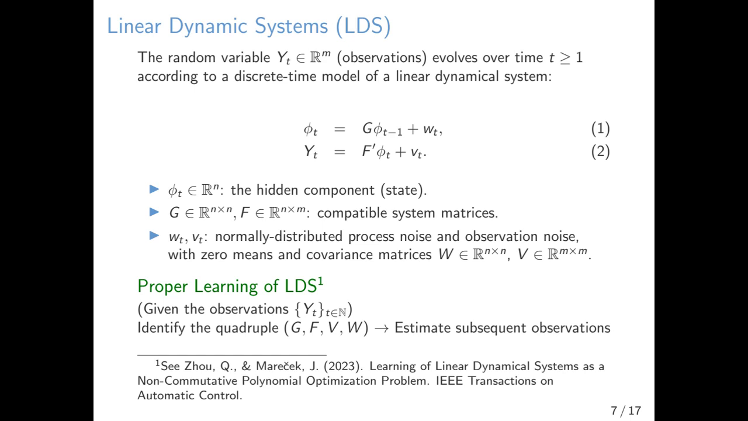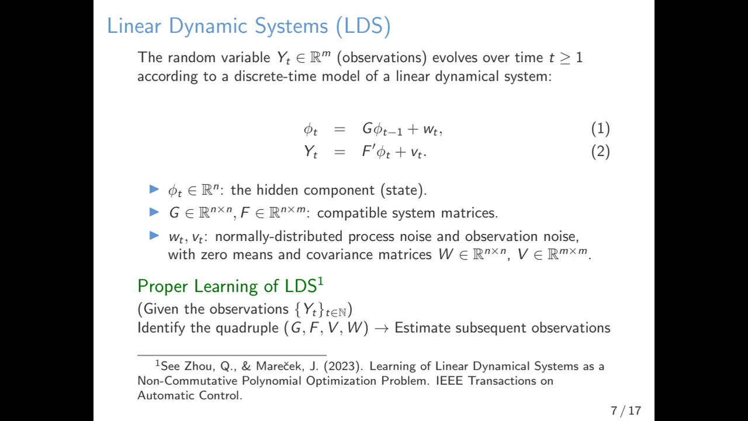The first equation is the dynamic of the hidden state phi. The second equation is the observation process of y. G and F are compatible system matrices. W and V are normally distributed process noise and observation noise with covariance matrices W and V.